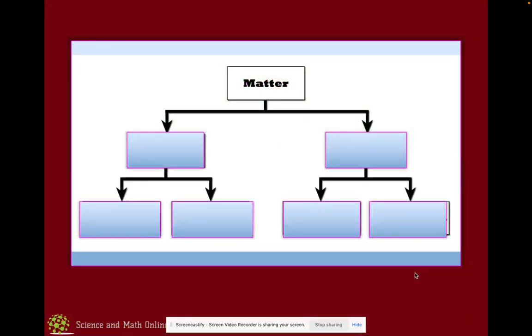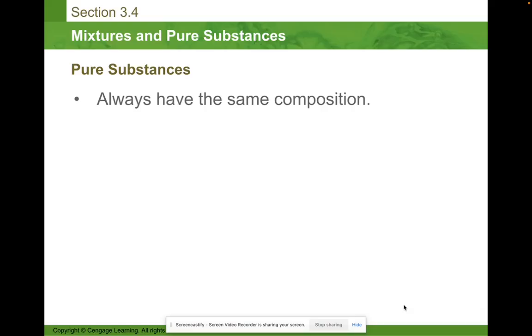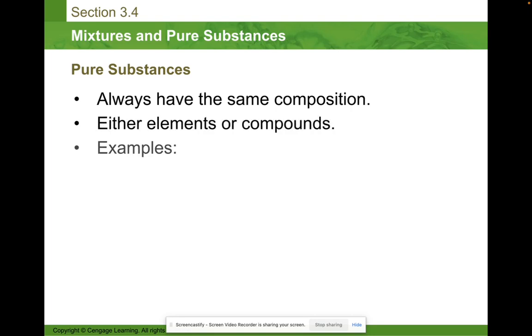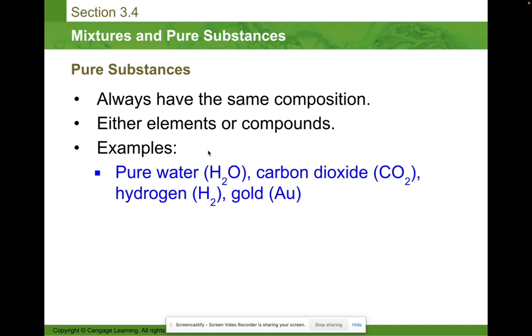So matter can be sorted into two categories, and then those categories can then be further split down. So let's take a look at that. The first category is pure substances. They always have the same composition. For example, water is always H2O. If you have H2O2, that is a totally different compound. And so pure substances can either be elements or compounds. Here are some examples.